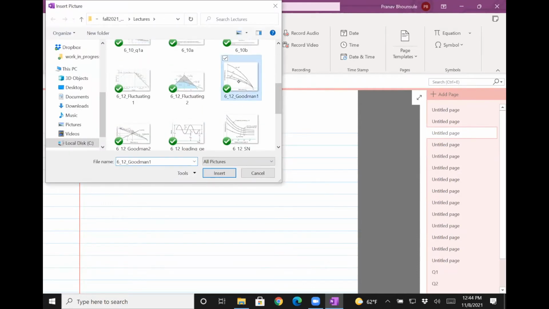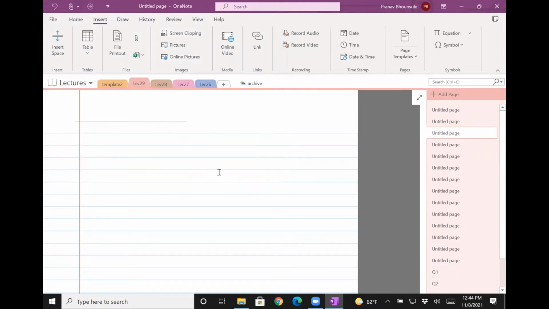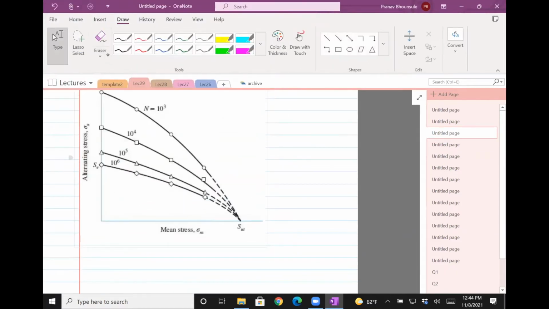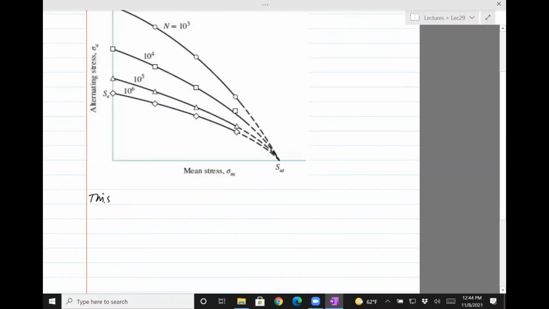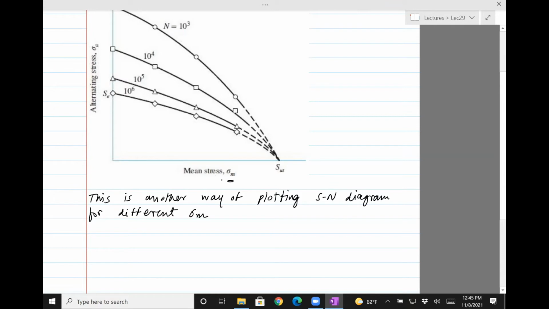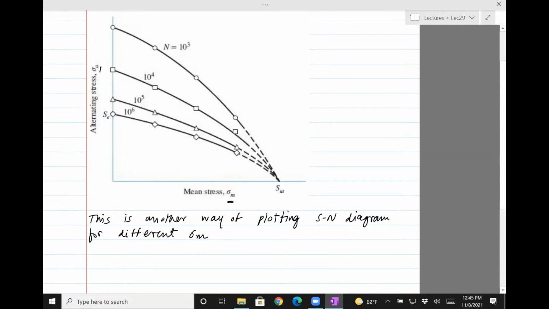Can we find it? I think this one. Okay, so this is another way of plotting the SN diagram for different sigma m. So sigma m is on the x-axis, sigma a on the y-axis, and these are the different cycles.